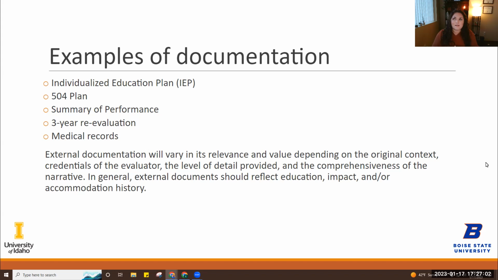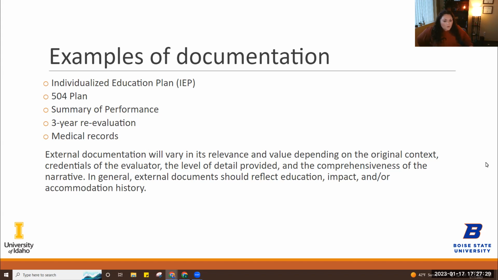So one of the unfortunate things about post-secondary schools is we are not consistent across the nation, across the state, with what deems appropriate or applicable documentation. It really depends on that interactive process and those three parts to it, of how relevant and how valuable the documentation will be.